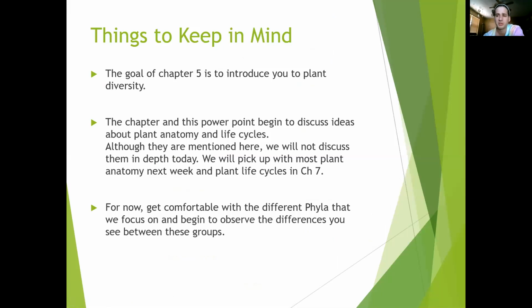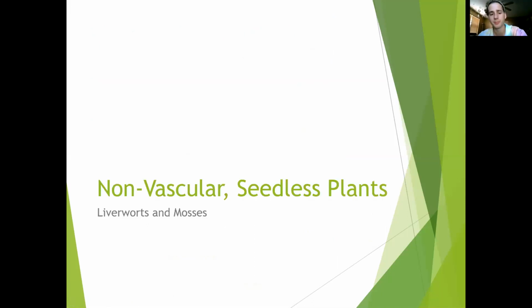So, the purpose of this chapter is to talk about diversity. We'll touch briefly on anatomy and reproductive structures, but really we're gonna harp on that real hard the next couple chapters. So don't worry about that too much right now. Right now we're just worried about the taxonomy and how they're all related to one another.